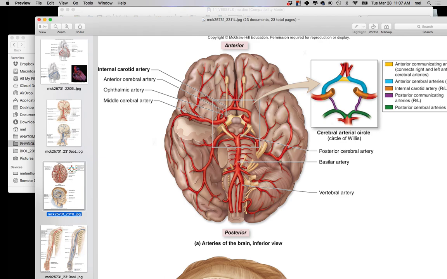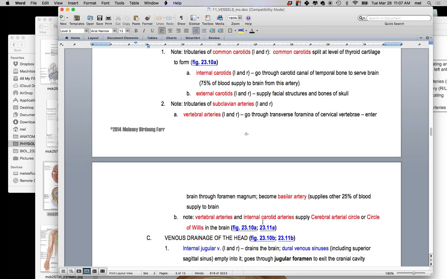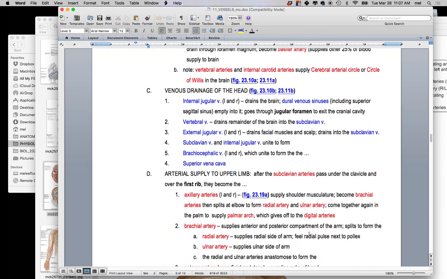Okay, so this is most of the blood supply to the brain that you actually have there. Everybody okay with that? So you got your vertebrals, your internal carotids, and your basilar. Those are the ones that you guys are going to be responsible for. Collectively, the whole thing is called the circle of Willis, or the cerebral arterial circle.